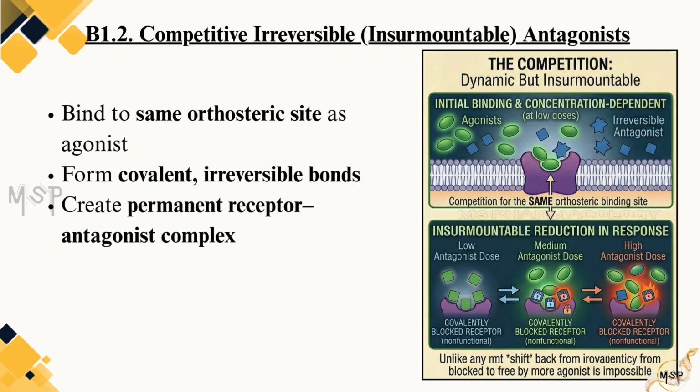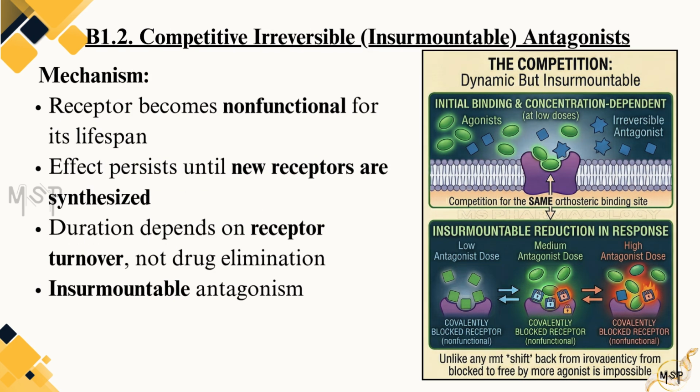Next is competitive irreversible antagonism. It is also known as insurmountable antagonism, which occurs when an antagonist binds to the same orthosteric active site on a receptor as the agonist, but forms a covalent bond that cannot be broken under physiological conditions. Unlike reversible competitive antagonists, which have affinity but no efficacy and can be displaced by increasing the concentration of an agonist, irreversible antagonists create a permanent receptor-antagonist complex, rendering the receptor non-functional for the rest of its lifespan.